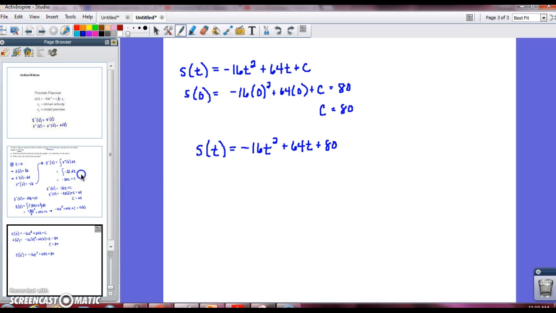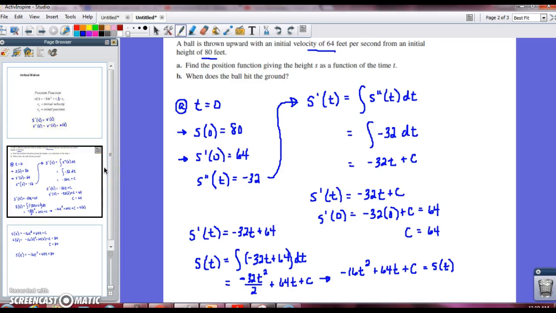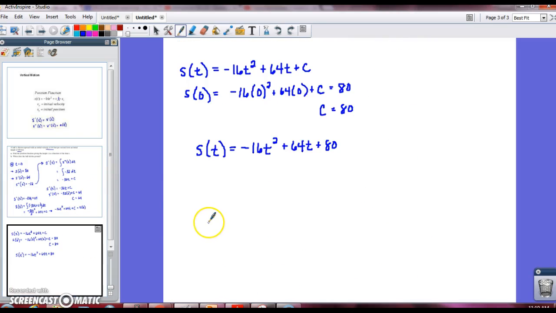Now, in part B it says, when does the ball hit the ground? Well, when the ball hits the ground, its height is 0. So if I go ahead and set this equal to 0, I can figure out what t is, and that will tell me the time at which it hits the ground.